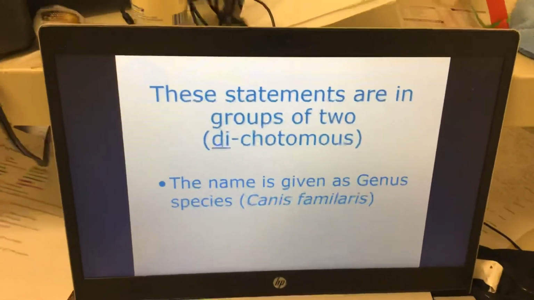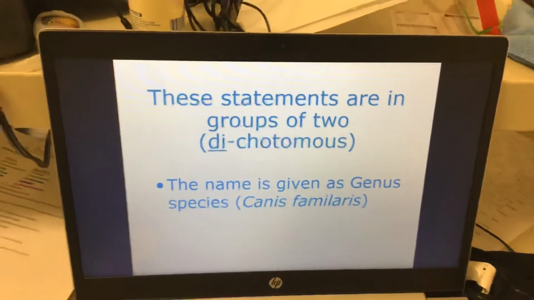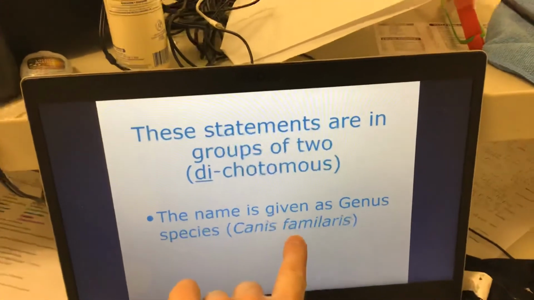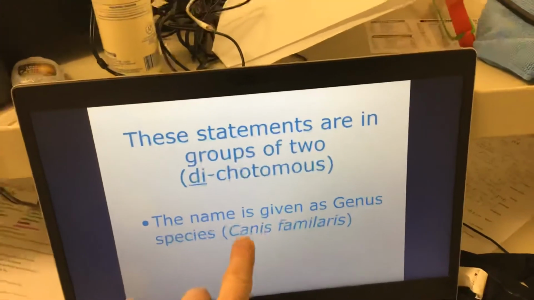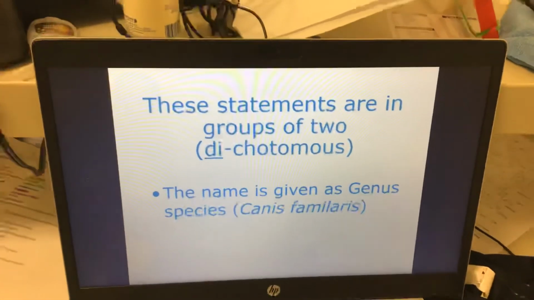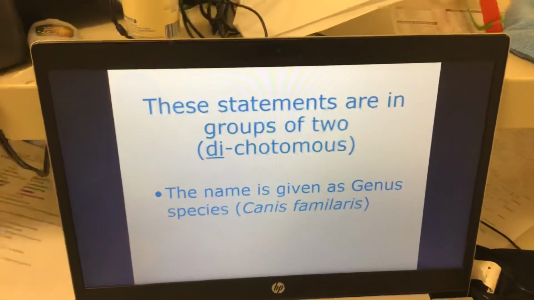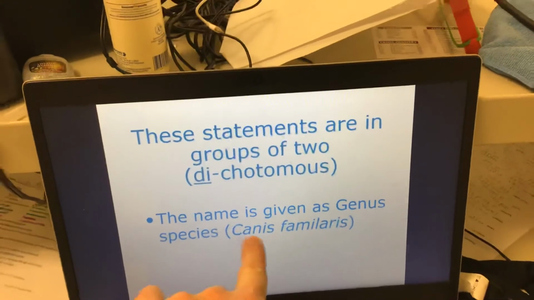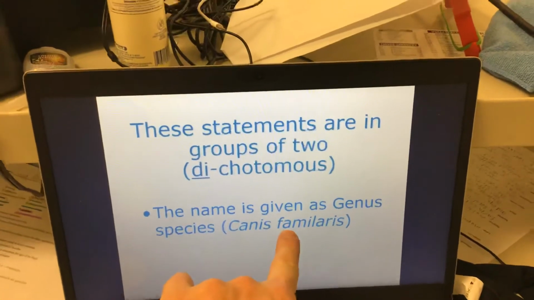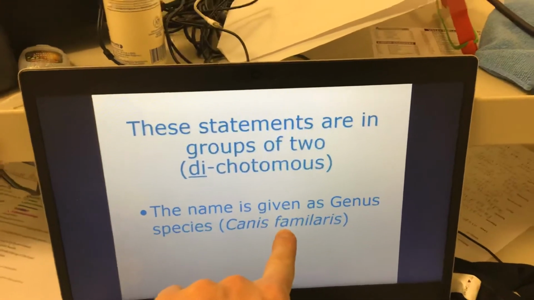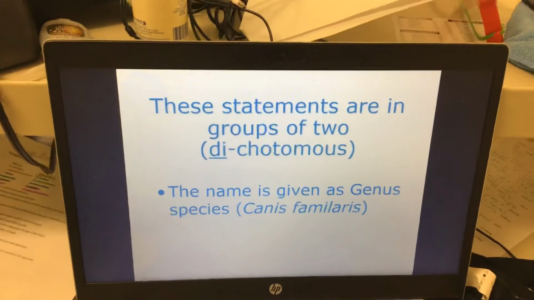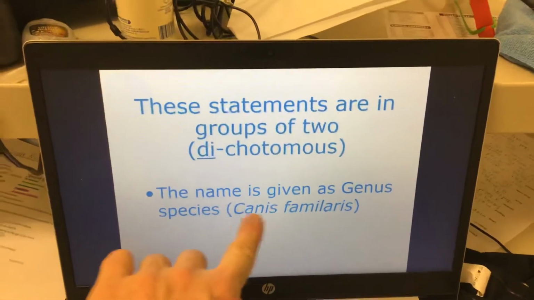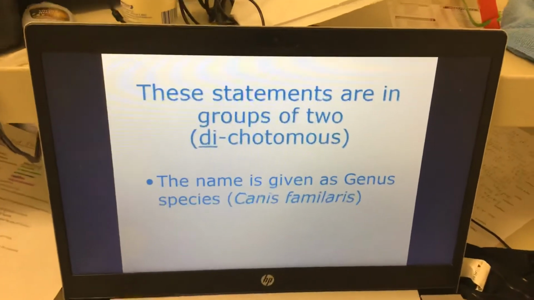A scientific name is given as a genus and species. I used this as an example earlier. Canis familiaris. Canis is the genus, familiaris is the species. We know that anything in the genus Canis is some sort of dog, so this is a domesticated dog. A scientific name has two names. The first one is the genus, and it's usually capitalized. The second one is lowercase, and it is the species name. The same thing with humans, like Homo sapiens. Homo would be the genus name. Sapiens would be the species name.